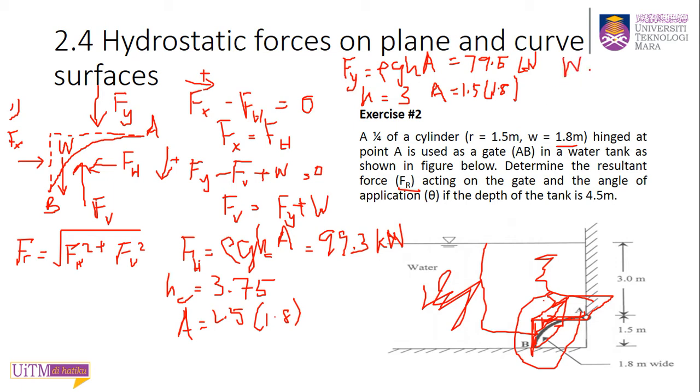What's W? The weight of the fluid. What's the formula that we use for W? Rho g V. Yes, so rho g you have. What's the value for V in this case? How do you want to find the V? Quarter cylinder. It's a quarter cylinder.